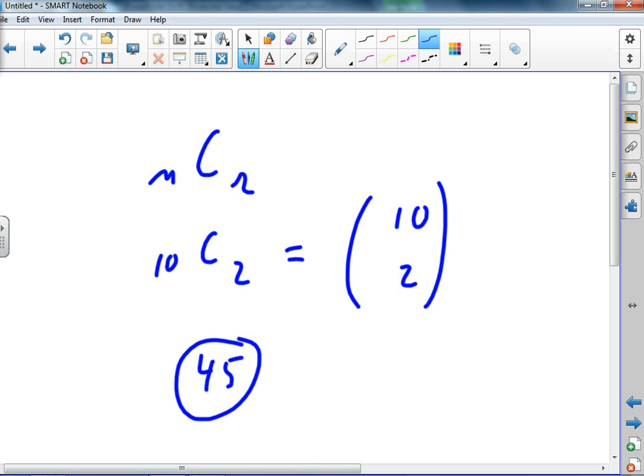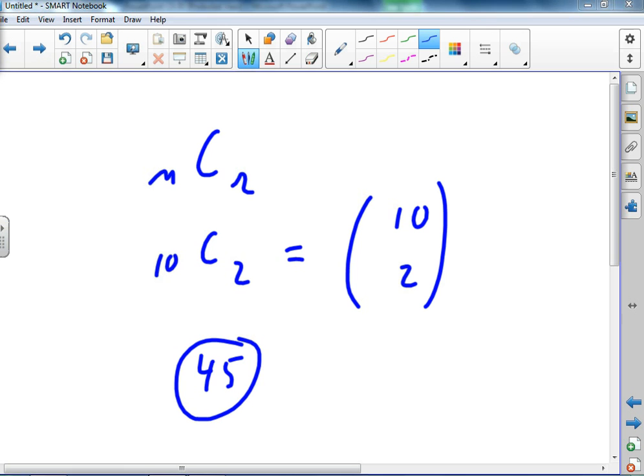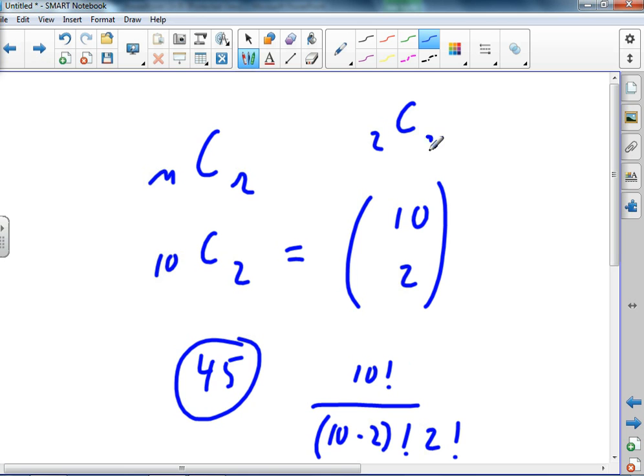And then mathematically, that would be 10 factorial divided by (10 minus 2) factorial times 2 factorial. But I wouldn't go and do that factorial notation in my calculator. I use the combination key in my calculator. So the combination of 2 things taken 2 at a time should be 1.